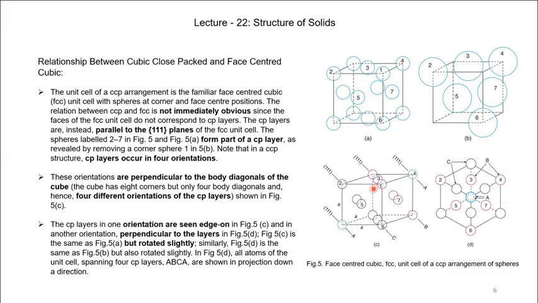And the same we are showing here in another direction. If we take this as A, then this will be B, and this will be C. We are looking in another direction, the same. So 4 different orientations of close packing are shown in this figure too. Here we see the different types of orientation, rotated slightly in these pictures. We are describing the face-centered cubic lattice and its relation to the cubic close-packed lattice.